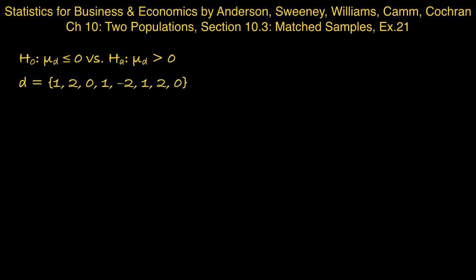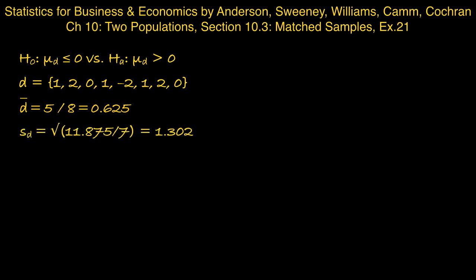The differences are equal to 1, 2, 0, 1, minus 2, 1, 2, and 0. The mean of those 8 differences comes to 0.625. The standard deviation comes to 1.302, and if we plug those numbers into our t-statistic formula, we get 1.36 for the value of our test statistic.